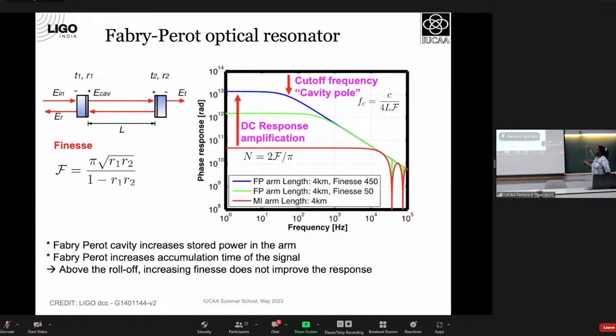But then as you increase the finesse of the Fabry-Perot cavity in the arm, you get a better DC response. But you have a cutoff frequency also that moves to the lower frequency side. So a Fabry-Perot cavity increases the stored power in the arm. It increases the accumulation time of the signal. And if you increase the finesse beyond the roll-off frequency, beyond the cavity pole, there's not going to be much difference. They all behave the same, as you can see. Above the cutoff frequency, they all behave the same.